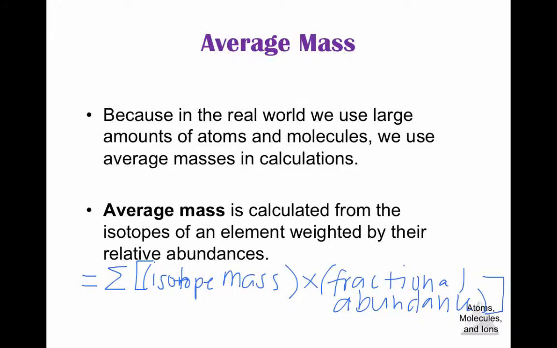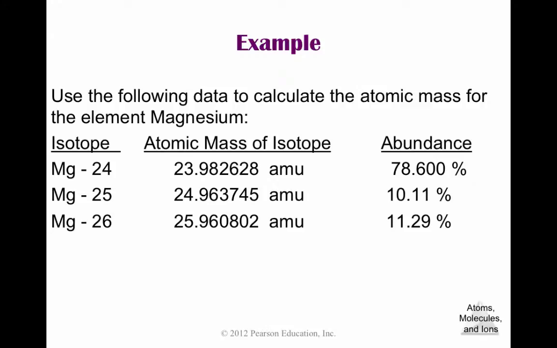What that means is, if you have 4 isotopes, you take the mass of isotope 1 times the abundance, plus mass 2 times abundance, plus mass 3, and so on. The big thing here is that this says fractional abundance. So if it gives you percent, put it in a fraction first, make it into a decimal. So we're going to look at an example.